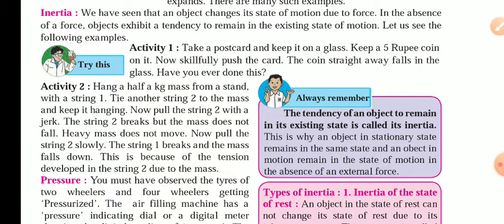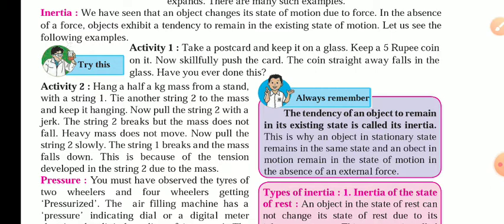Inertia is a very important phenomenon to understand motion. When we talk about a particular object, whether it is in a stationary state or in a moving state, it always tries to remain in the same state. A simple example: if you are sleeping, then early in the morning when your mother comes to wake you up for school, you try to remain in the same state, that is the state of sleep.